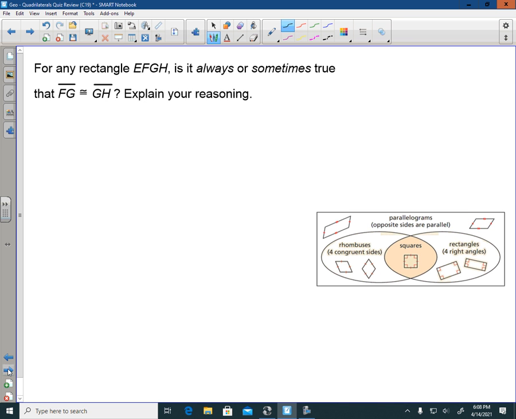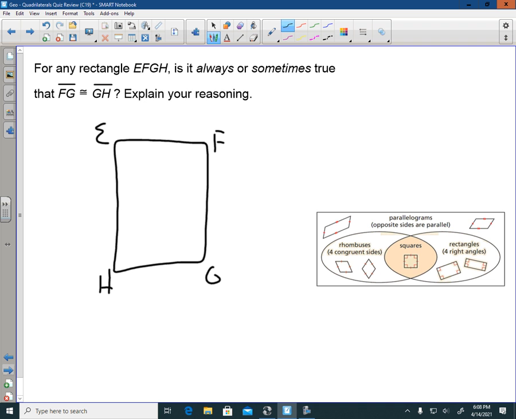For any rectangle EFGH, is it always or sometimes true that FG is congruent to GH? Well, let's draw this thing and let's explore this. Here's EFGH, and we want to know if FG is going to be congruent to GH. That's what we want to know. And we want to know if it's always true or sometimes true in any rectangle.